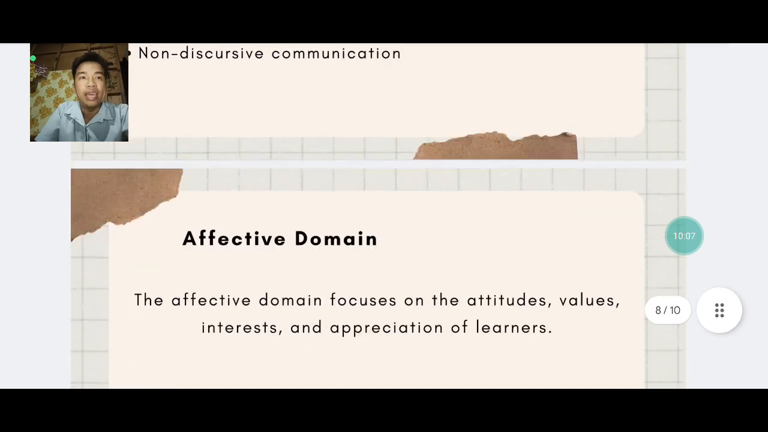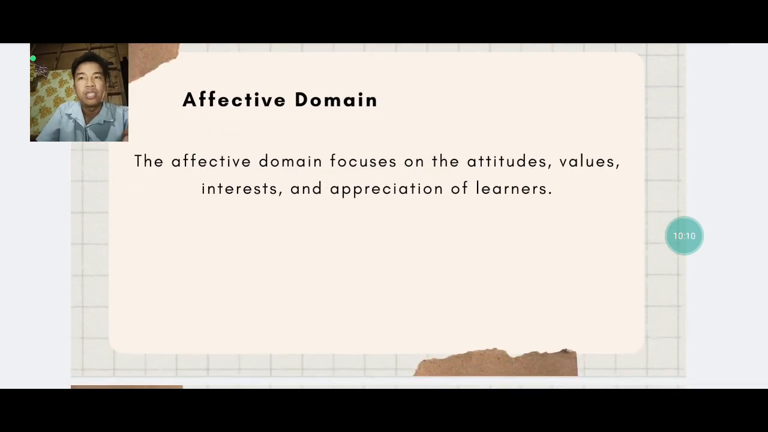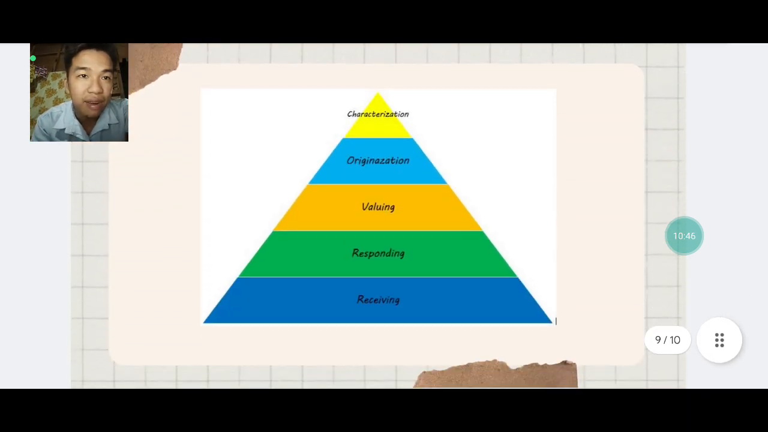So the last domain here is the affective domain. What does it mean when we say affective domain? The affective domain focuses on the attitudes, values, interests, and appreciation of learners. On the other hand, the hierarchy associated with it begins with receiving and listening to information and extends to characterization, or internalizing values and acting upon them. It focuses on helping learners understand what their own values are and how they have developed. So I have here the hierarchy of the affective domain. The bottom is receiving and the top is characterization.